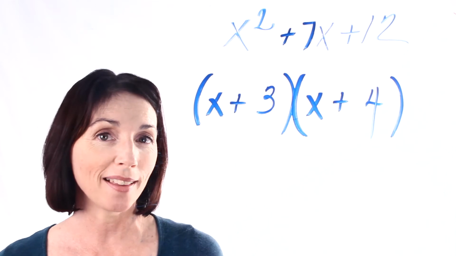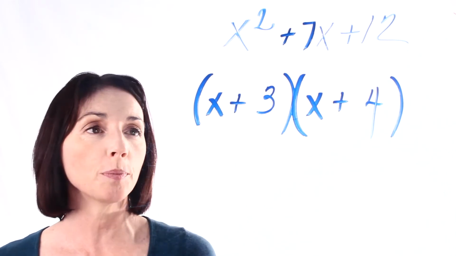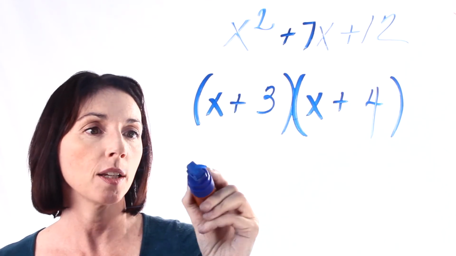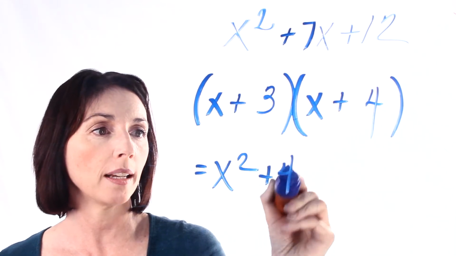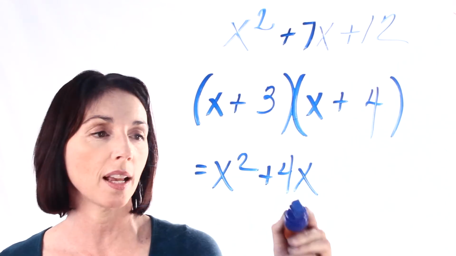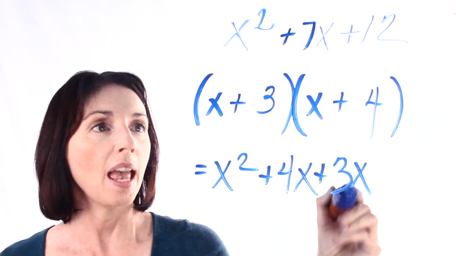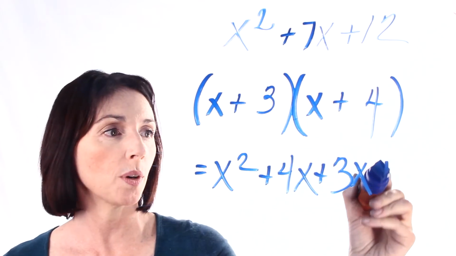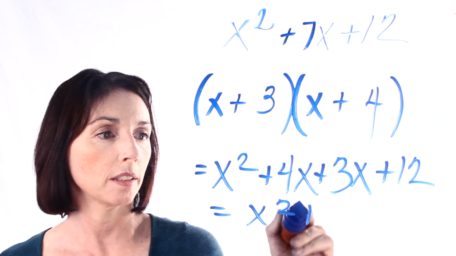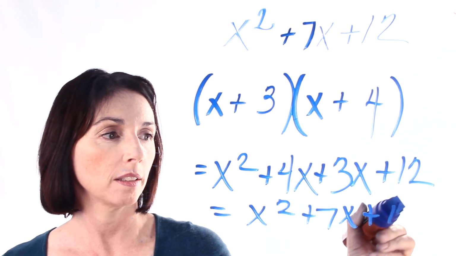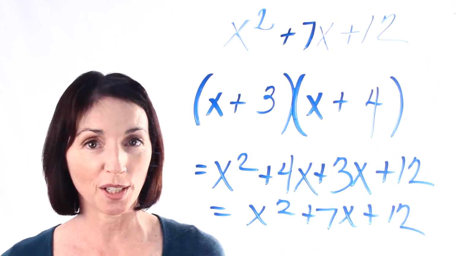Now, let me show you why this is right. We can multiply it out using the FOIL method. So if I multiply this out, I get x times x, which is x squared. Then I get x times 4, which is 4x, and it's a plus 4x because we have positive signs. And then I get a plus 3 times an x, which is a plus 3x. And then we get a plus 3 times a plus 4, which is plus 12. And if we combine these two terms in the middle, we end up with exactly the expression we started with. So we know that we factored it correctly.